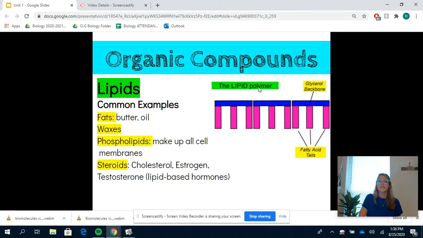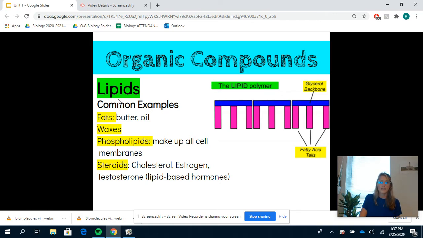All right, so take a look right here, you guys. This is showing you an entire lipid polymer. One of these structures is known as a monomer. So if we're looking at the monomer right here, this blue rectangle represents the glycerol backbone. Connected to the glycerol backbone are the 3 fatty acid tails. That makes up one monomer. If we put together multiple monomers, we get our polymer, which is known as a lipid.